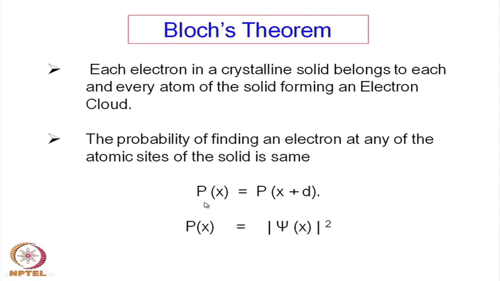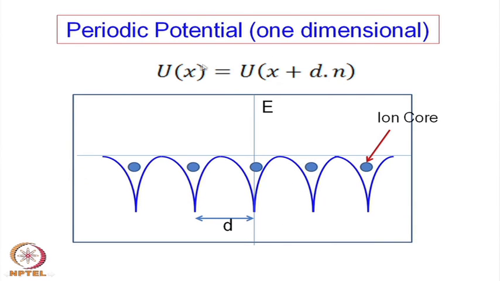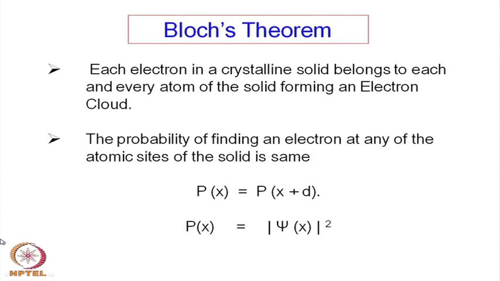So, one can say more or less in the same manner as the potential distribution. Earlier we have seen the potential is U(x) = U(x + d). Here it is not the potential, but the probability. So, the probability of finding an electron at x is exactly equal to the probability of finding the same electron at x plus d. So, it is moving at a very fast speed, and the probability of finding that electron at a particular space or a particular site is the same. Of course, not everywhere, but in a periodic manner.